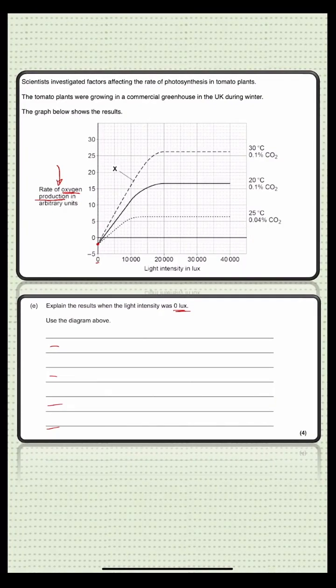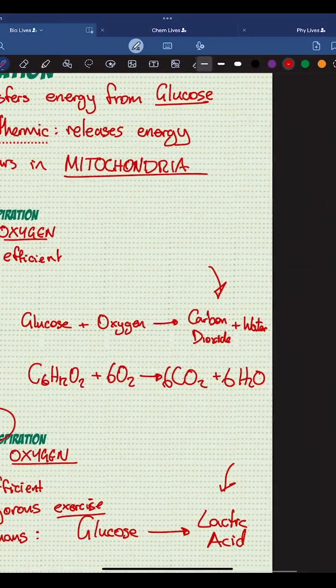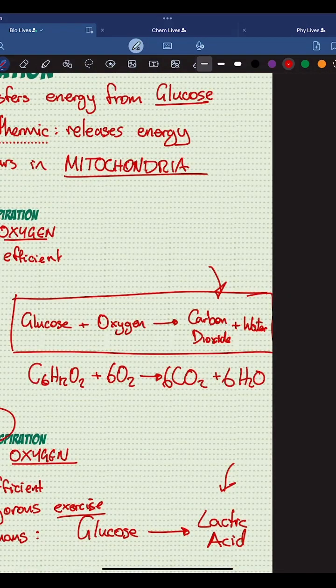So why is there negative oxygen? Because a plant respires. If there's no light, a plant respires, and when they respire, they're using oxygen. They're not giving off oxygen. Remember, the equation for respiration is glucose plus oxygen goes to carbon dioxide plus water. So they're going to use up oxygen when they're not photosynthesizing and they're respiring only.